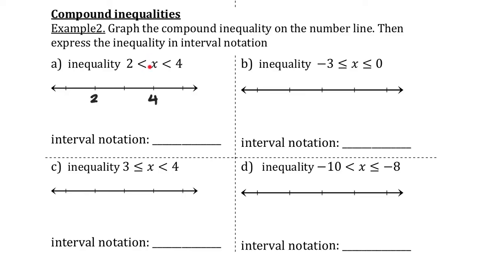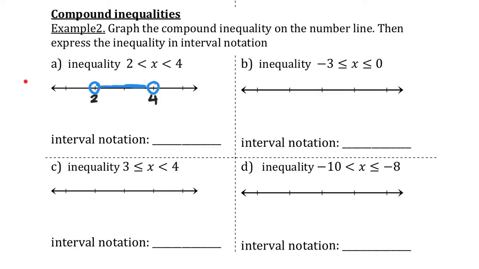Okay, 2 is less than x, open circle at the 2. Then it says x is less than 4, so there's an open circle at the 4. And x is between 2 and 4, so I'm going to shade the values between 2 and 4. Okay, that's my sketch for my number line. Now I'm going to go ahead and express this in interval notation.